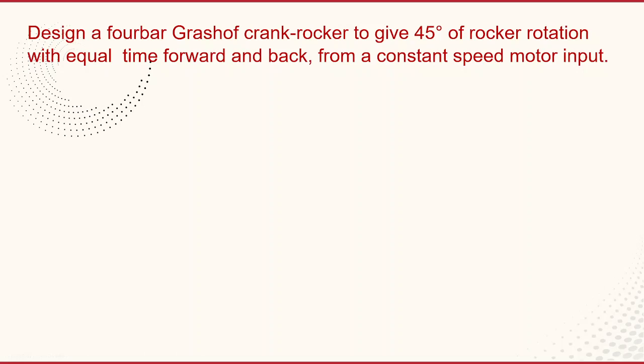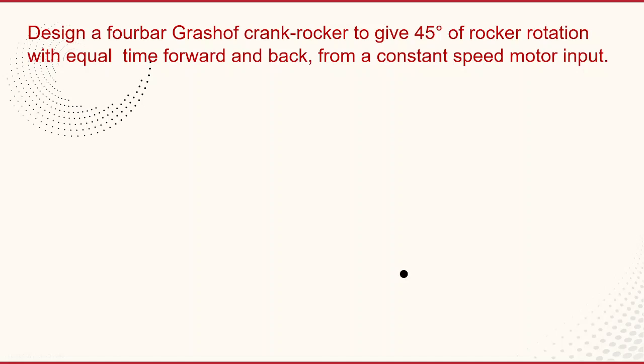Here, design a 4-bar Grashof crank rocker to give 45 degrees of rocker rotation. So that means the crank has complete rotation, and the input is given to the crank. The rocker is the output lever that will oscillate through a range of 45 degrees. So this is the input given, and with this input we want to design a mechanism. Now I want to explain the stepwise procedure for designing a mechanism for the given problem.